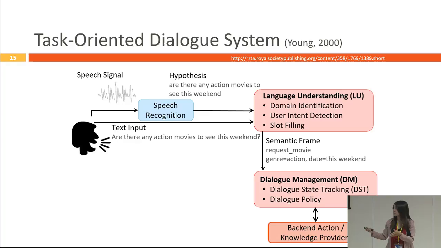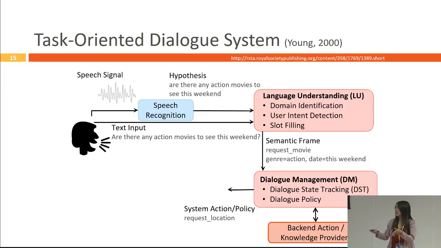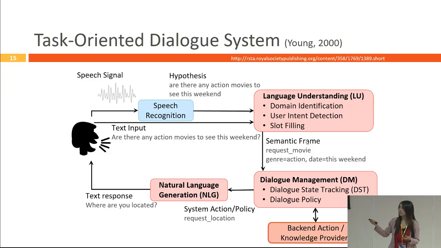For this example, if we see 100 movies in the database satisfying this constraint, probably we need to design the system to request an additional constraint, for example, the location. Then we can narrow down the search space and find a short list of movies which can be displayed to the user. After we design a system action, we can generate the corresponding natural language and go back to the user. And in the next turn, the user will say something and we can do it iteratively.